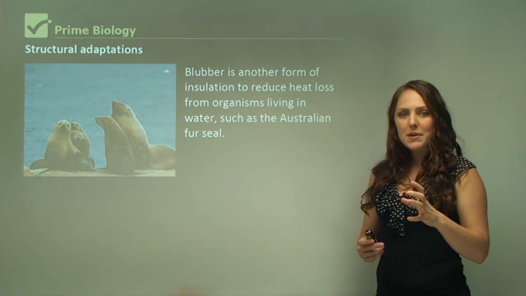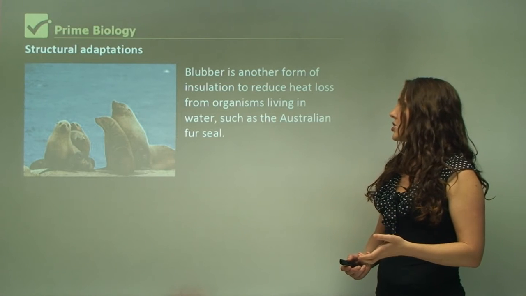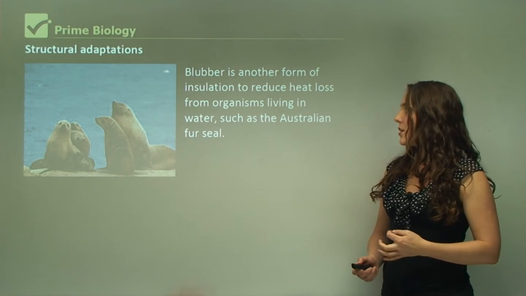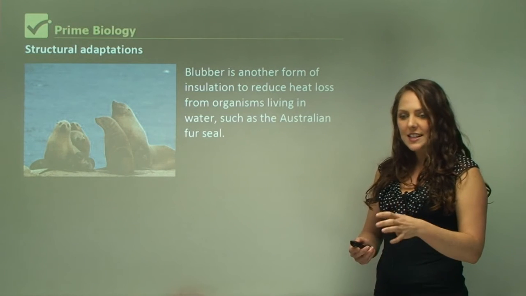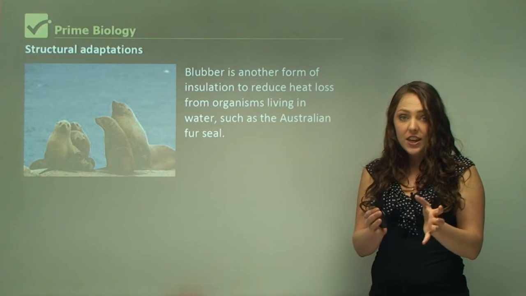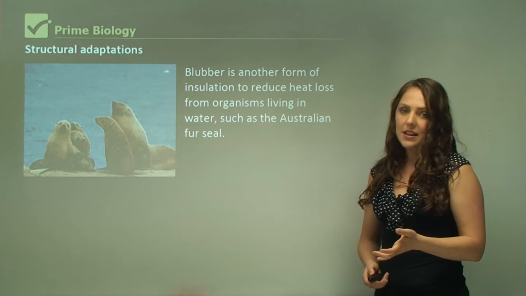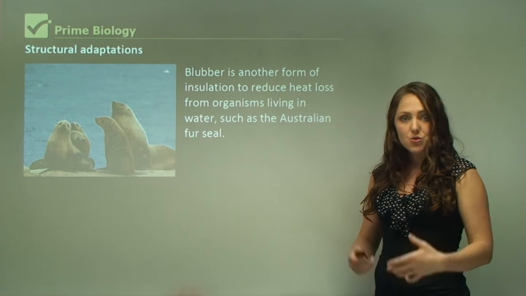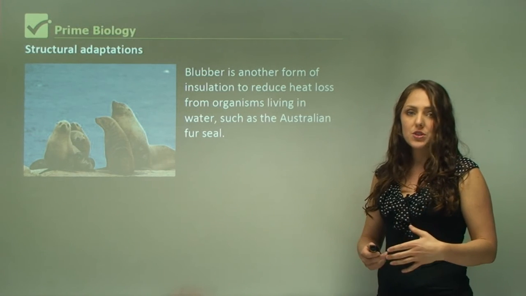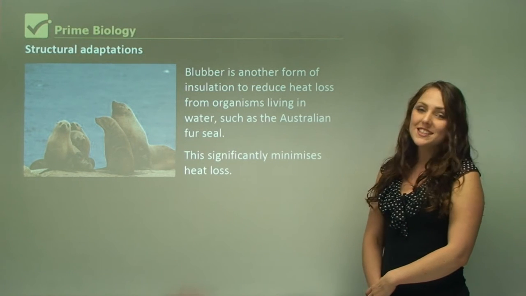Blubber. Now, blubber is actually fat. Literally, it's fat. Blubber is another form of insulation to reduce heat loss from organisms living in water, such as the Australian fur seal. It's literally a layer of thick fat. And it's not just in seals, it's also in whales and other organisms that live in the ocean to protect them from extreme cold temperatures. Penguins are another one. This significantly minimizes heat loss.